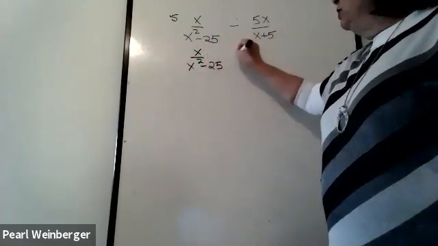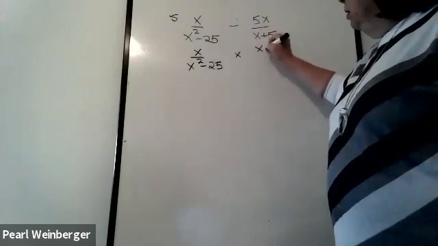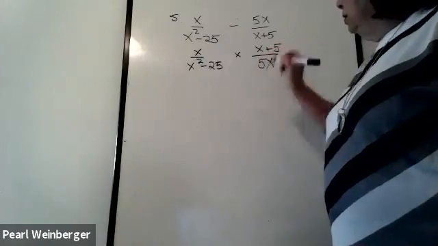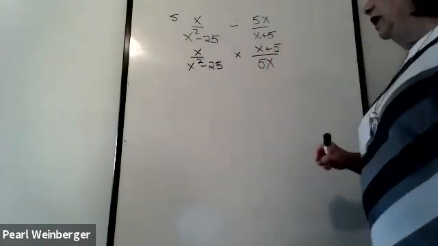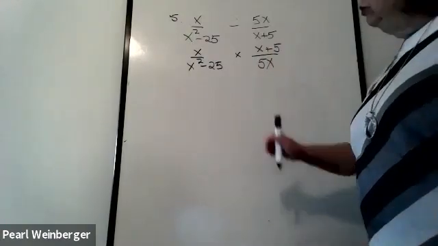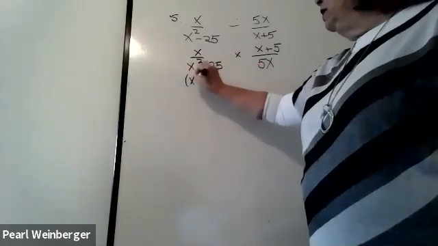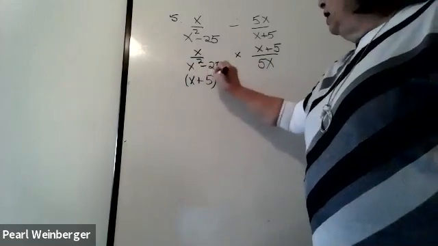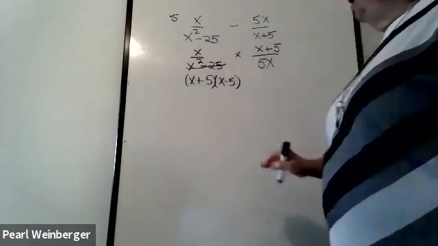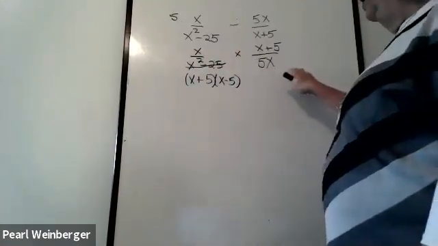And the second fraction, we change the operation to multiplication by taking the reciprocal of that fraction. So I flip the second fraction. And now it's a regular multiplication example. We do like we did before. We factor, well, this x squared minus 25 becomes x plus 5 and x minus 5. And everything else is simple, so we don't have to factor it.